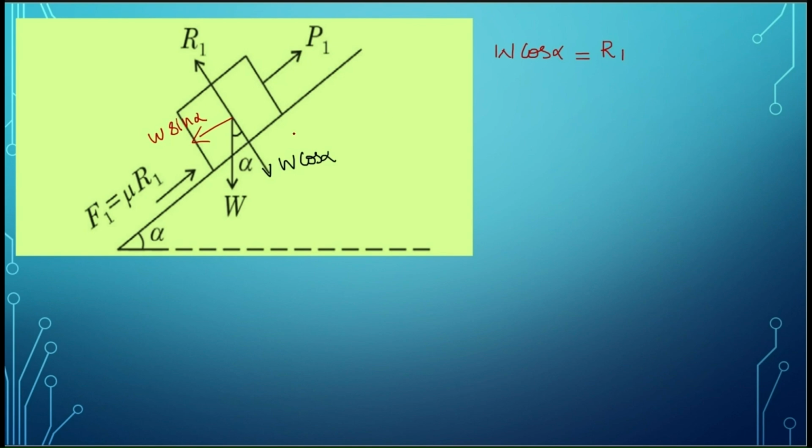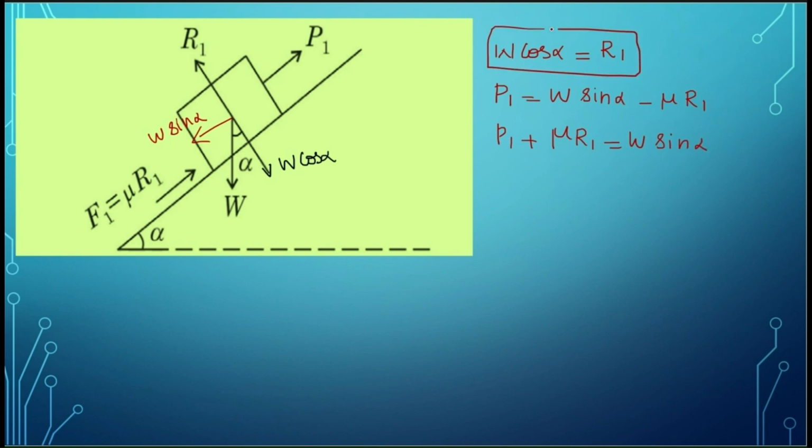By resolving the forces along this inclined plane, we will get P1 is equal to W sin alpha minus mu R1. That is, P1 plus mu R1 is equal to W sin alpha. R1 is W cos alpha. By substituting this value, P1 plus mu into W cos alpha is equal to W sin alpha.